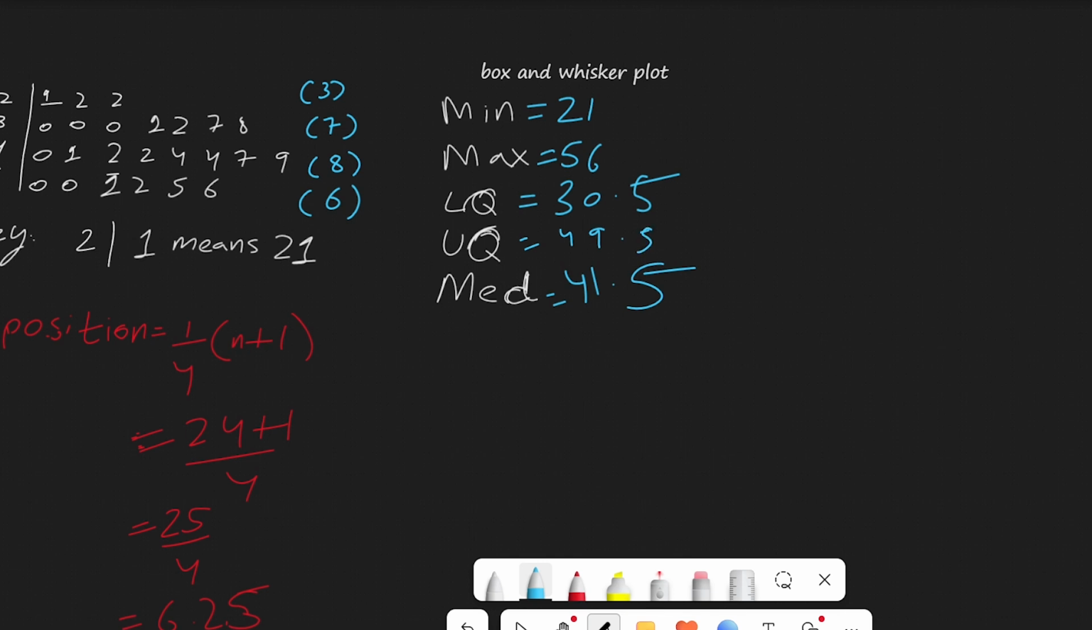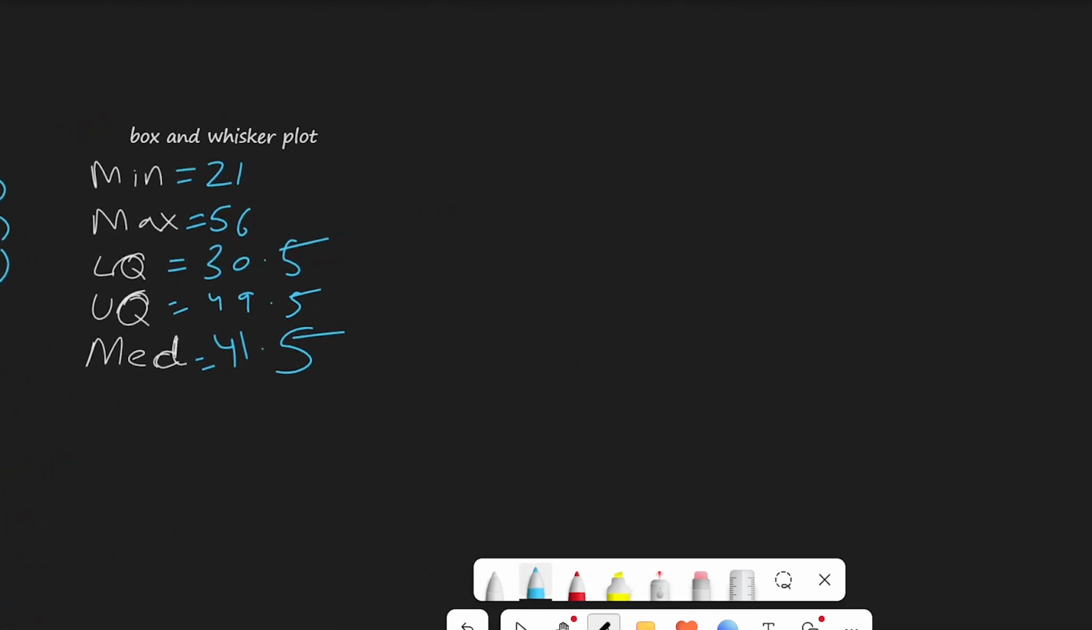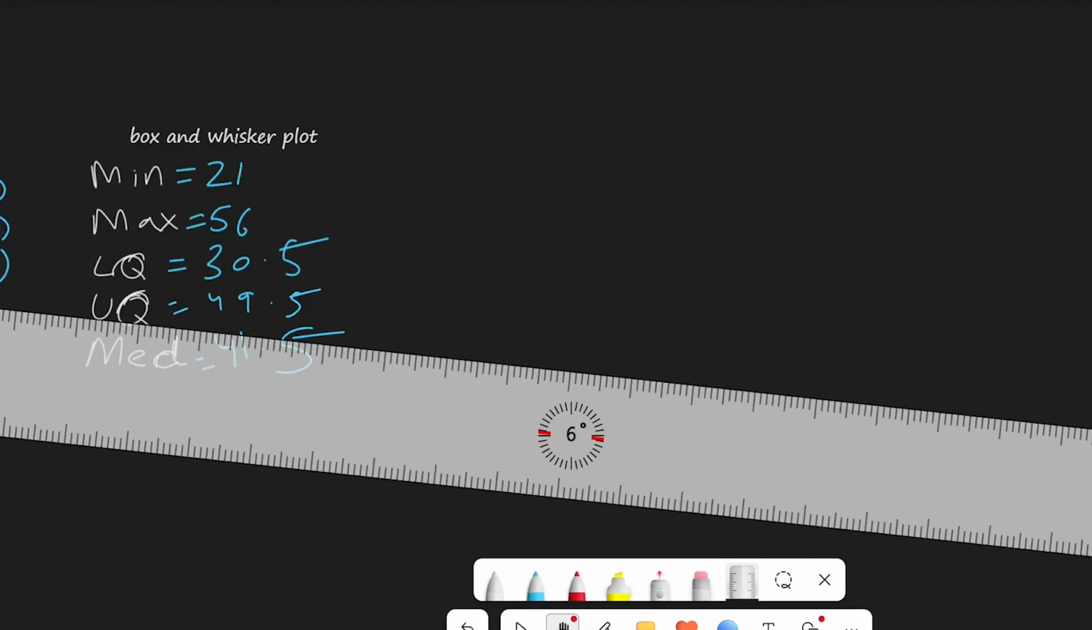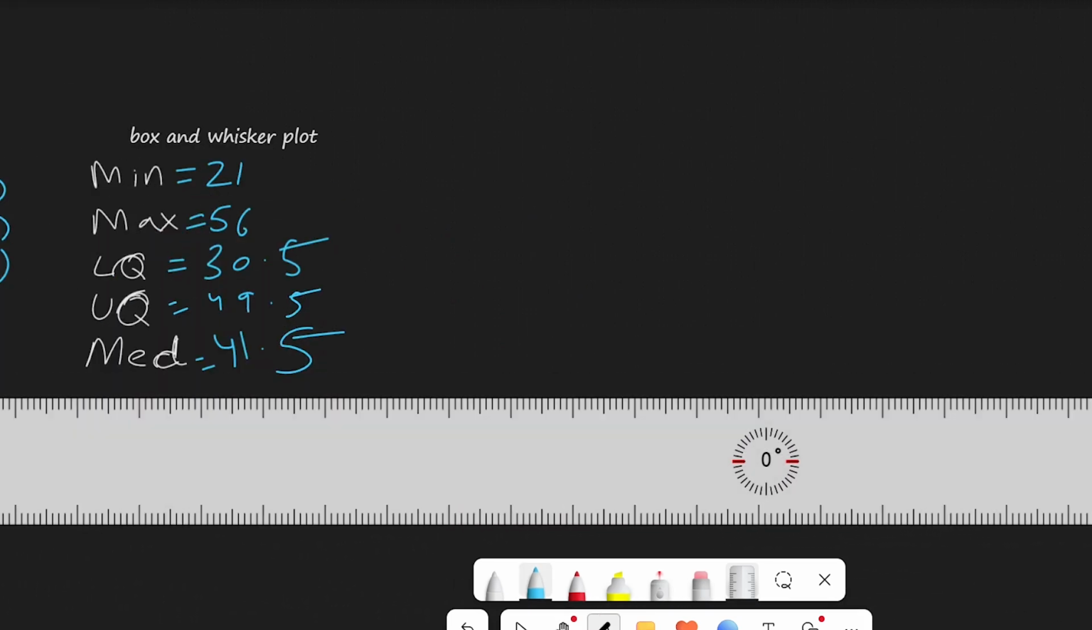Now let's draw the box and whisker plot. So basically we need to draw it on a scale. So let's just draw it over here. We need to see the important marks. Okay, so first is 21, then we have 30.5, then we have 41, 49, 56. Okay, so let's mark it in tens. Let's draw a line from over here. Let's mark this as our 20.